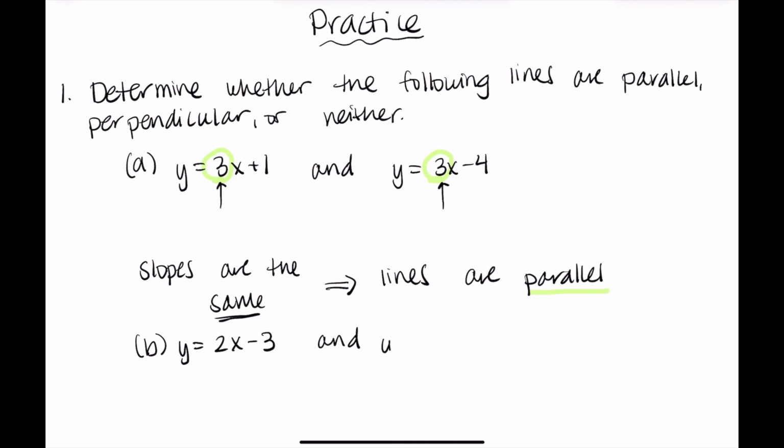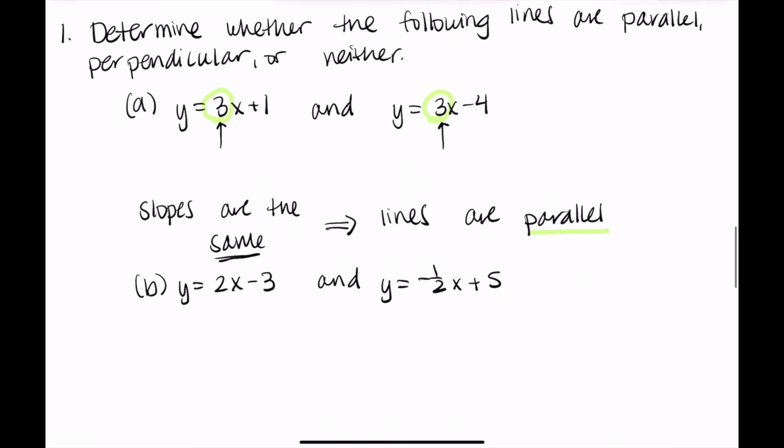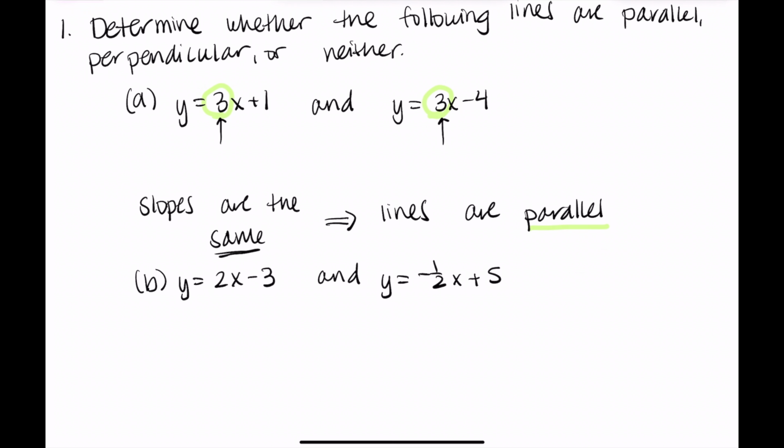Now we'll get into our second practice question. For number 2, we are given another pair of lines: y equals 2x minus 3 and y equals 1/2 x plus 5. Looking at the slopes here, we know they are not the same. What we have to determine though, is that for perpendicular lines, the slopes are negative reciprocals. So let's first define and go through the process of figuring out if something is a negative reciprocal.